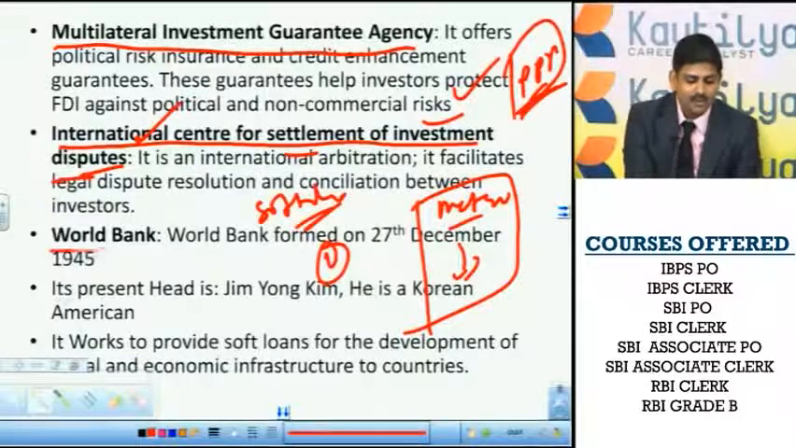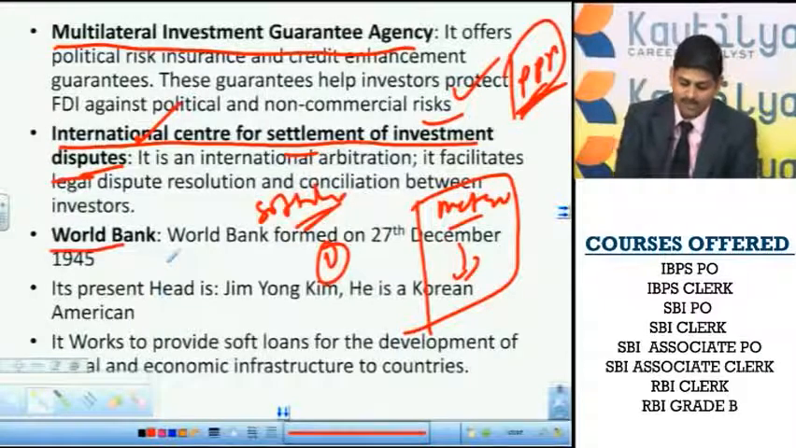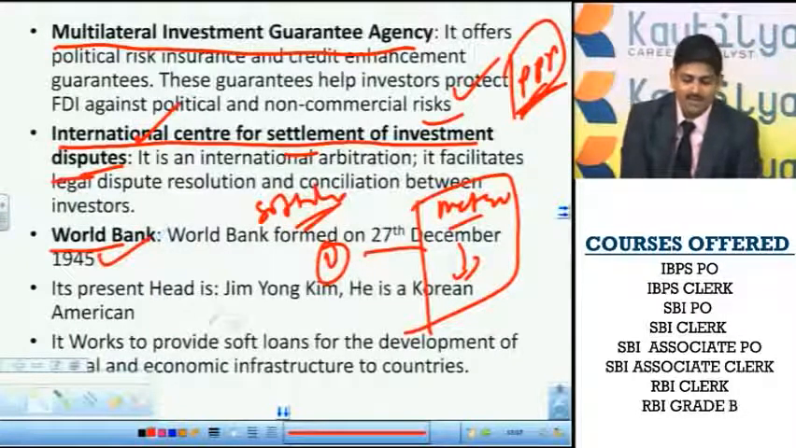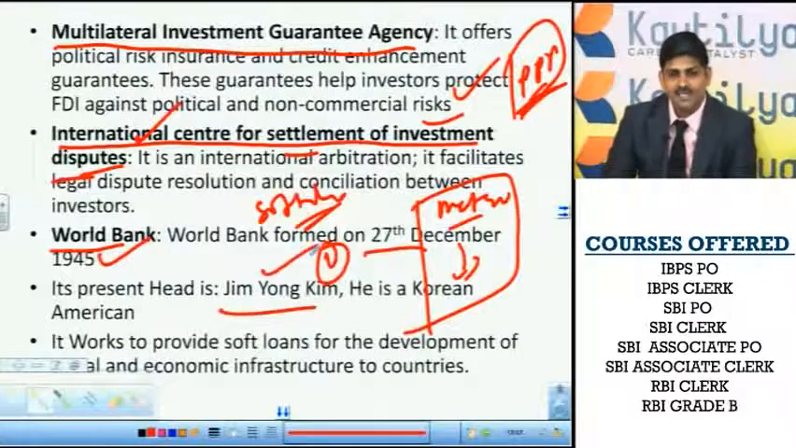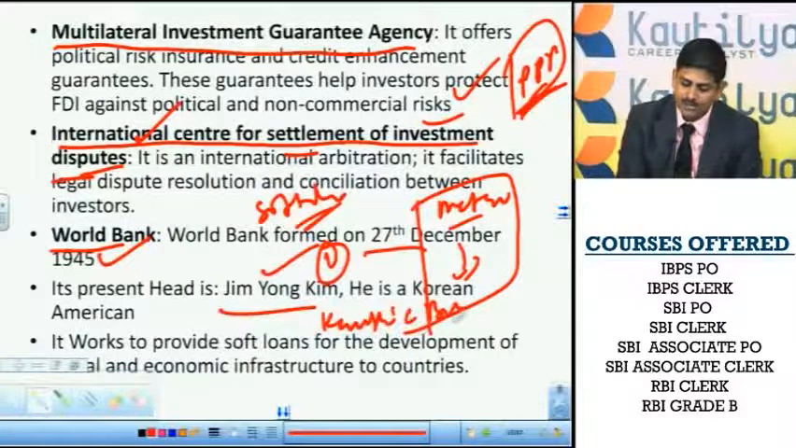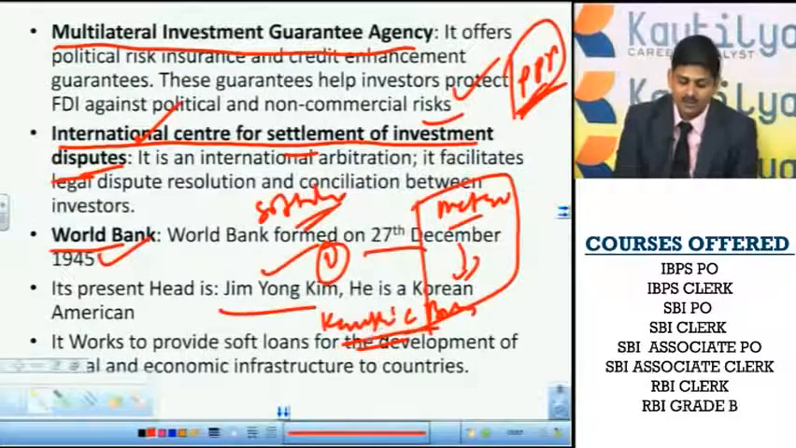As I said, the above five are part and parcel of the World Bank, and the World Bank was formed on the 27th December 1945. Its present president is Jim Yong Kim, a Korean physician. And here you need to remember another person, Kaushik Basu. He is the advisor to the World Bank director and also vice president. In 2016 he was also going to take responsibility for the International Economic Association. Kaushik Basu is an Indian.